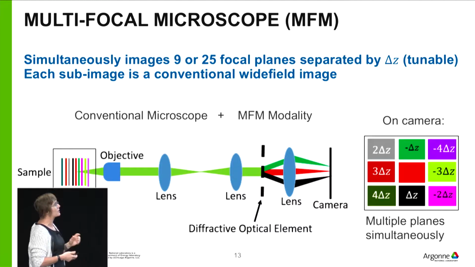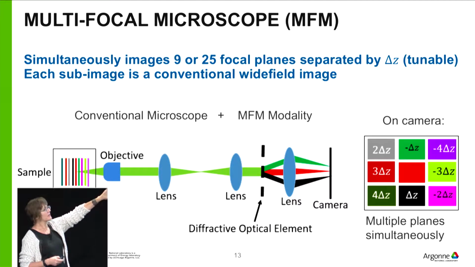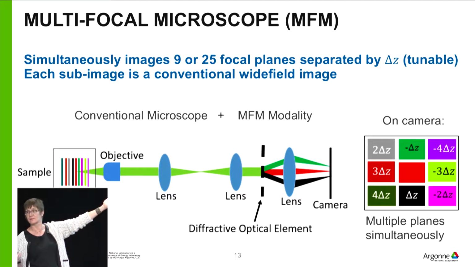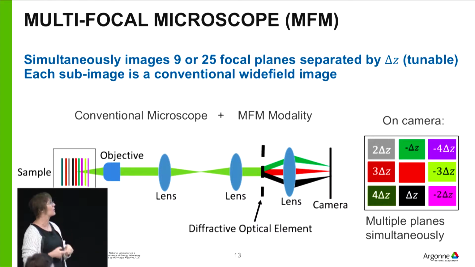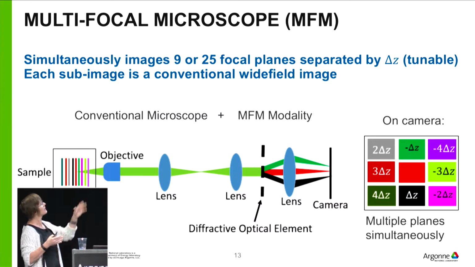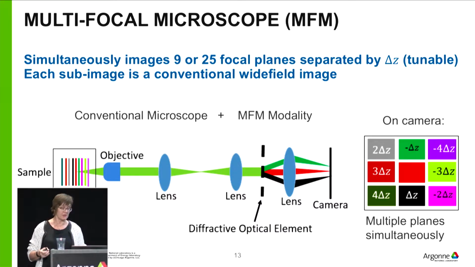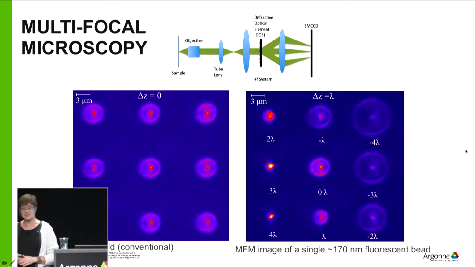And what you'll notice, though, is that on the detector, we've given up some XY resolution because we now have 9 tiles where before you had a single wide field microscope. But we have this depth encoded image. We have different depths all at one time. So depending on how you set this up, you can get different thickness of sample imaged all in one frame. So this is what it looks like.